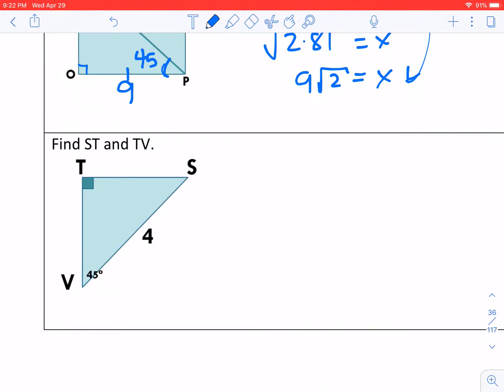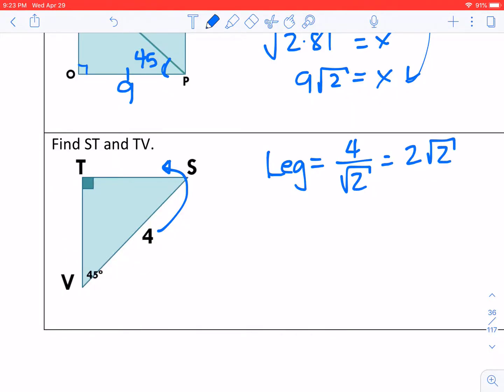Again, here we have a case of going from the hypotenuse to the leg. So if the hypotenuse is 4, you want to divide, because we want to make it smaller. So the leg will equal 4 divided by radical 2. Simplifying that, you will get 2 radical 2. Okay, again in slow motion, multiply by radical 2 over radical 2.